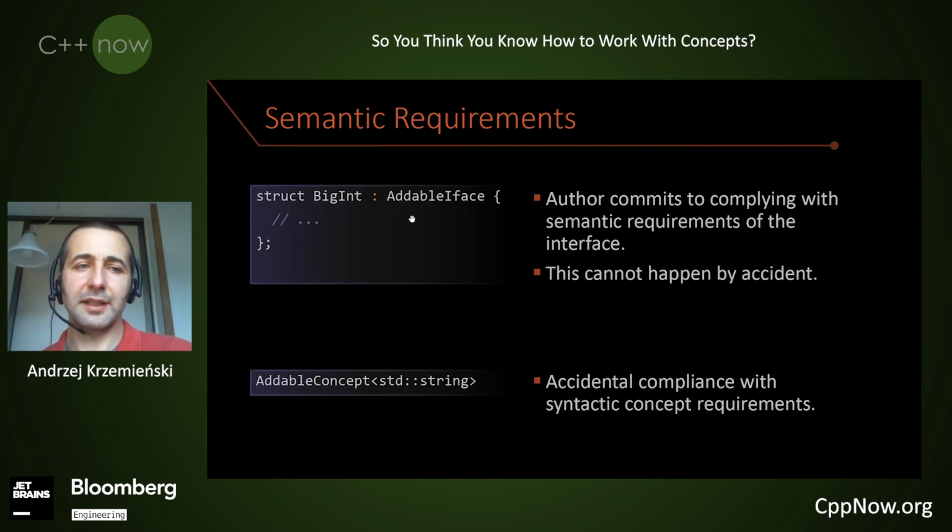Because when we declare in the object-oriented world that our type implements some interface, we have to say it. There is no other way. We have to say it. Yes, I want my type to implement this interface. And this is actually saying, yes, I got acquainted with the interface, both its syntactic and semantic requirements. And I commit to complying with those semantic requirements.